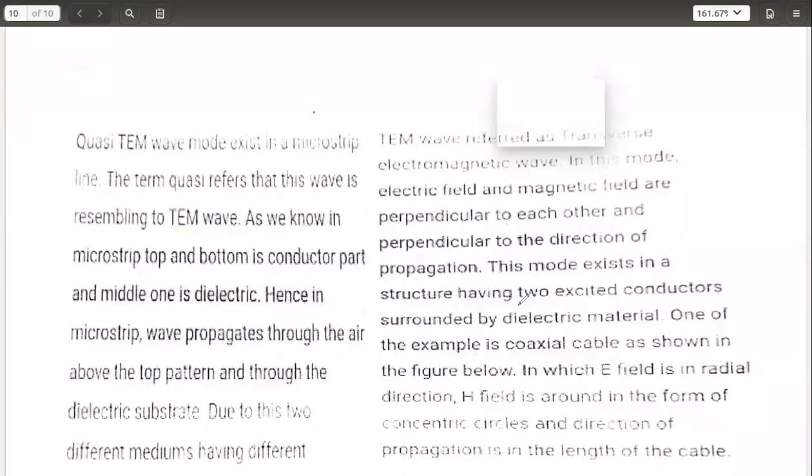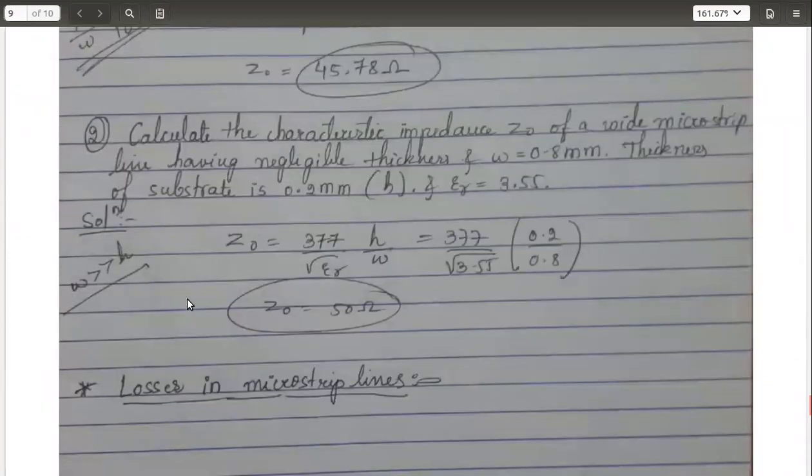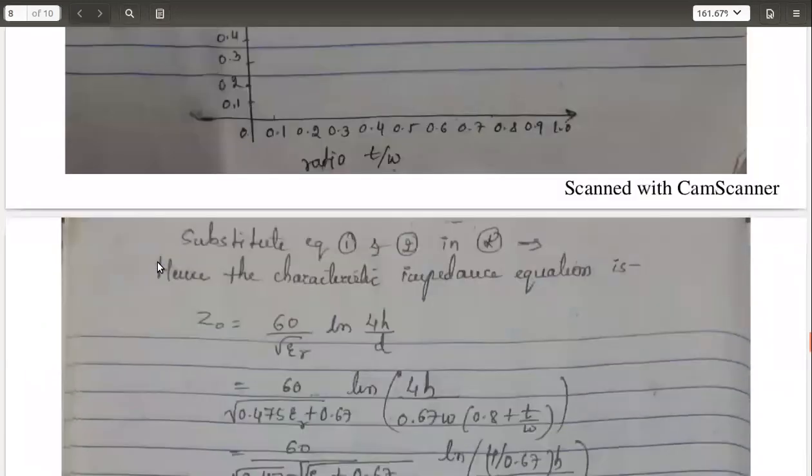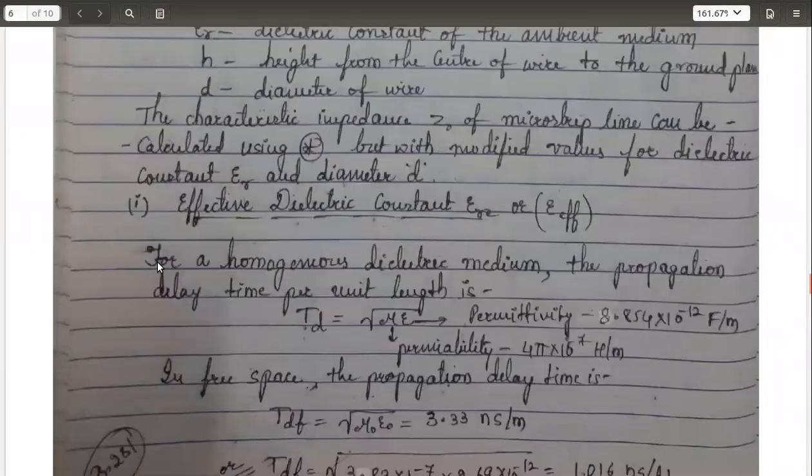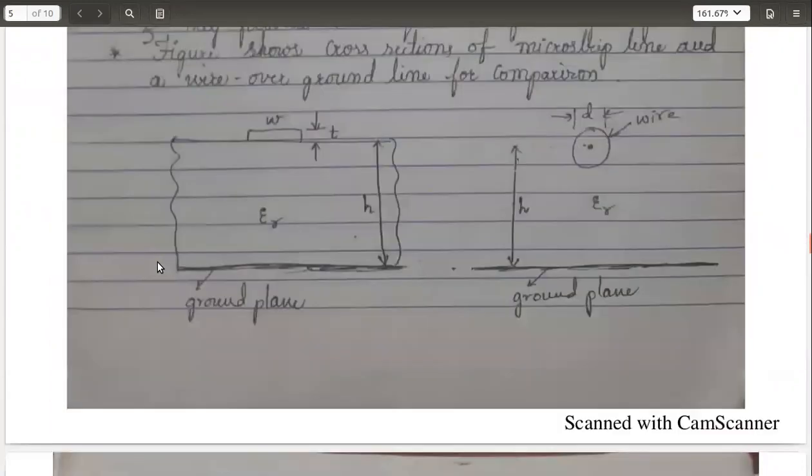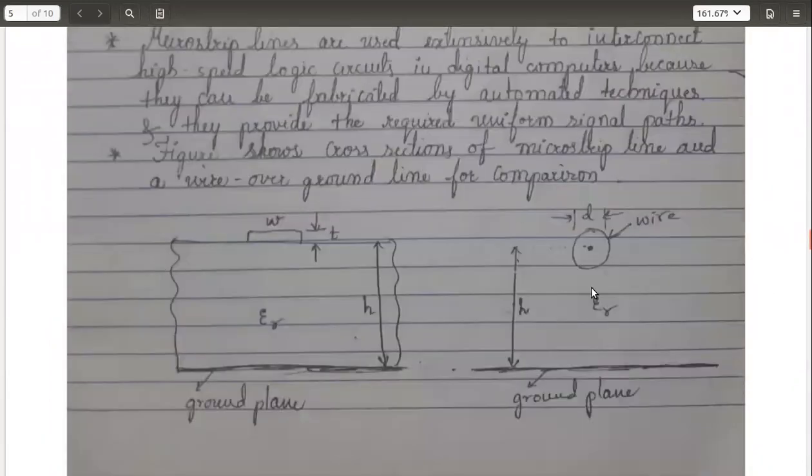This mode exists in structures having two excited conductors surrounded by dielectric material. One example for this is the coaxial cable. Hope you understood the difference between TEM and quasi-TEM: you are getting two different media here. Talking about characteristic impedance, I have taken two figures here because, in order to find the characteristic impedance for a microstrip line, we make use of the comparative method. You cannot directly derive it.